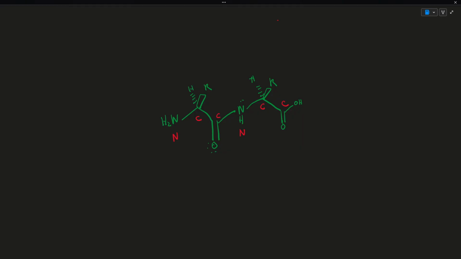That means that a polypeptide has direction. One end is the amino end, which is called the N-terminus, and the other end is the carboxyl end, called the C-terminus. So if we were to label that here, this would be our N-terminus, and this would be our C-terminus.